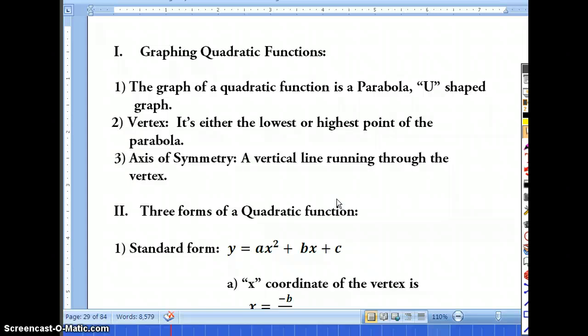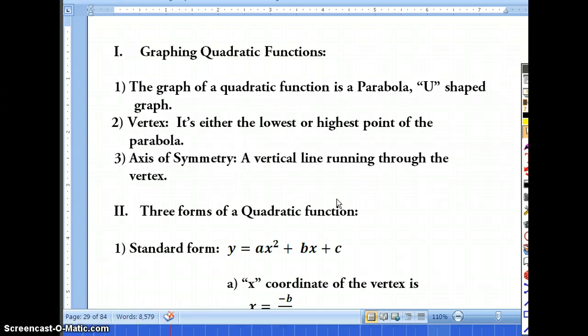Okay, kids, we are getting ready to start Chapter 5. Chapter 5 switches gears a little bit, and we get back into graphing mode. We're going to begin with graphing and talking about a quadratic function. So why don't you take a minute, hit the pause button, copy down what you see.